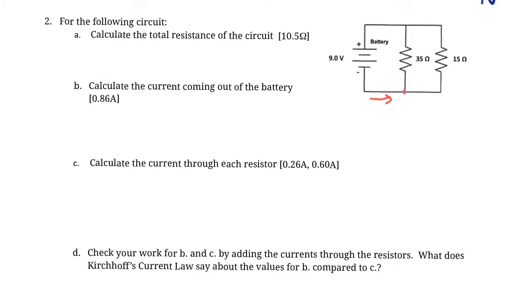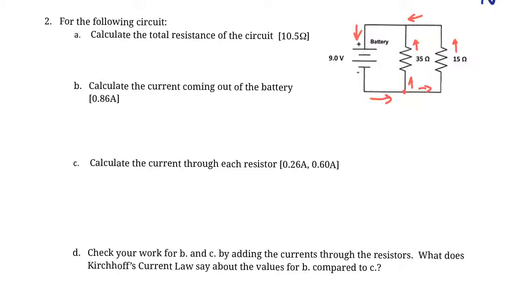And then at this point here, they're going to split up. Some of the electrons are going to go this way. Some of them are going to go this way. And so that means some of them are going to go through this resistor and some of them are going to go through this resistor. And then they're going to come back together over here and go back to the battery. So there's basically 2 paths that the electrons can follow. They split here, and then they come back together here to go back to the battery.